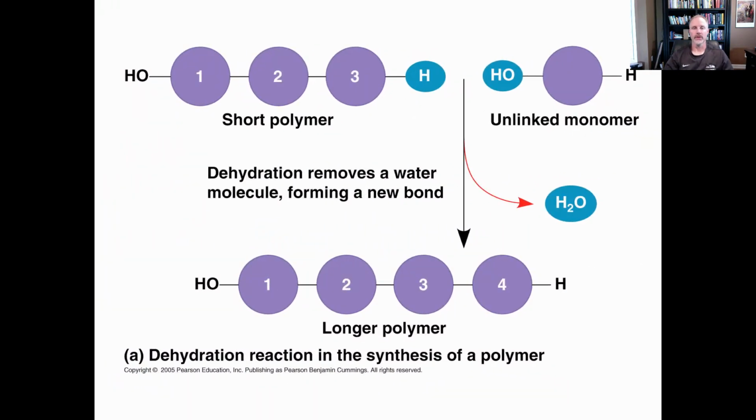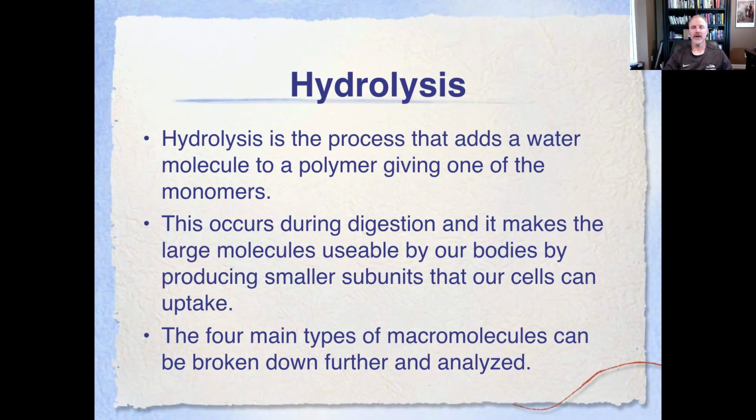Okay, so if you look at this, you can see the short polymer at the top. You can see the hydrogen on one end, and then you can see the unlinked monomer with the hydroxyl. We went over this exact same thing in class, and when we link those together with the help of an enzyme, we give off a water molecule, and that's why it's called a dehydration reaction. Okay, so hydrolysis, again, hydro meaning water, lysis meaning to break apart. We're using water and the help of an enzyme to break these monomers apart.